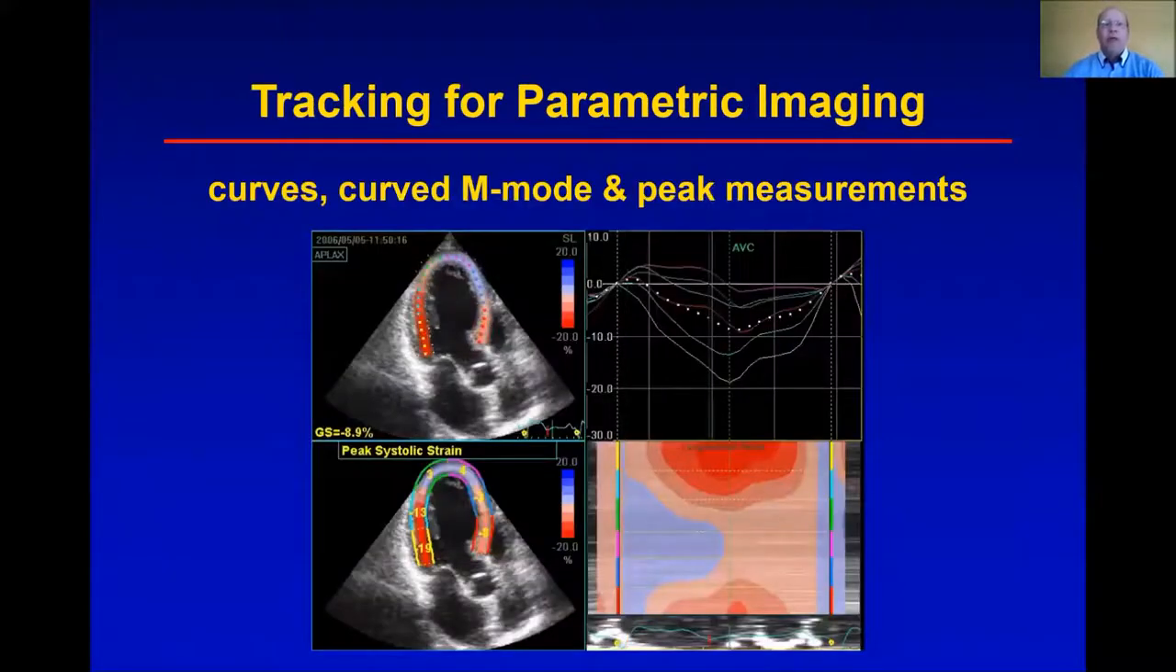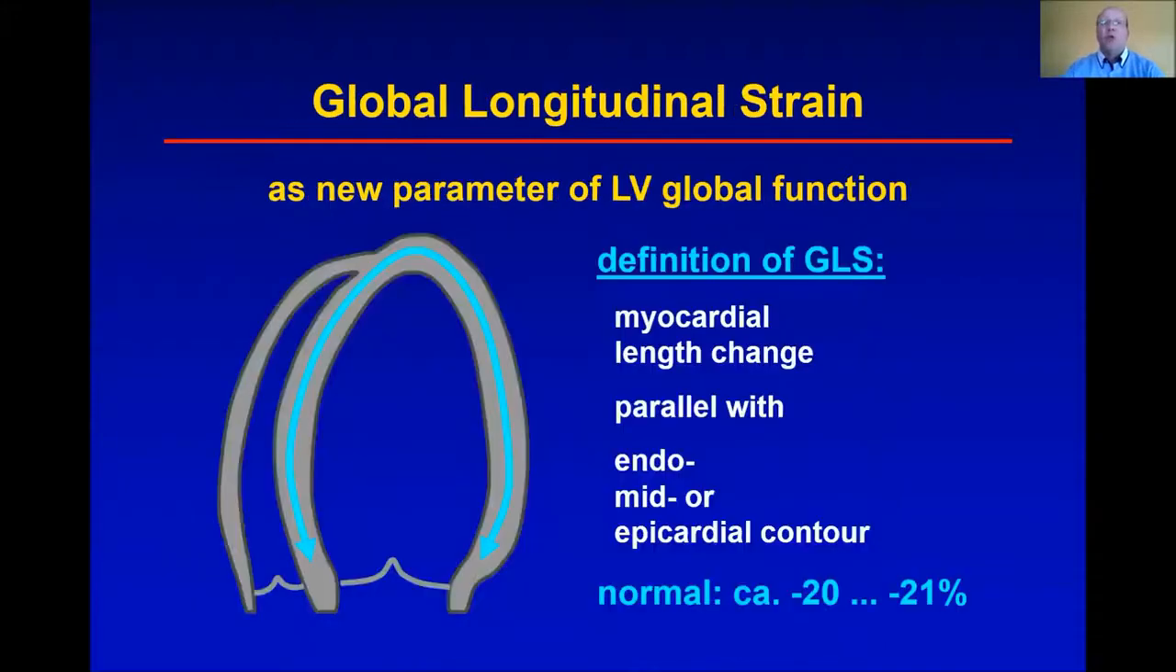This method is very easy to use because it usually needs only a few clicks with the mouse to have a good and comprehensive assessment of left ventricular function. We get strain curves, we get peak systolic strain, we get curved M modes, and a lot of other things. And one of the most interesting things it brought to us was global longitudinal strain. Global longitudinal strain was a new way of assessing global left ventricular function.